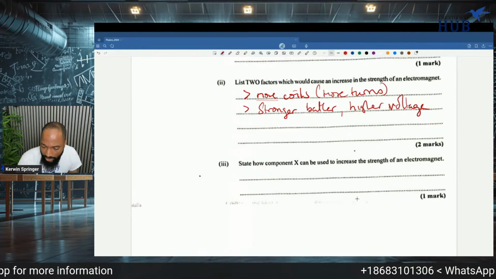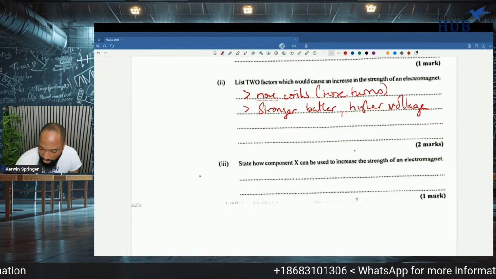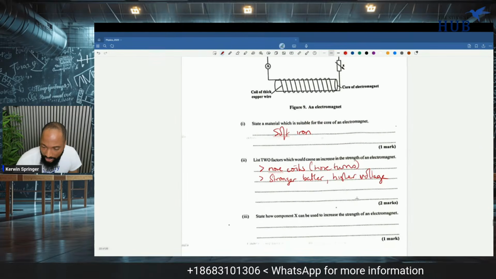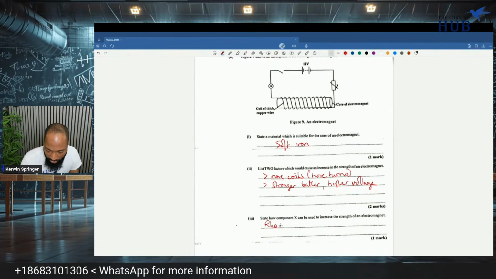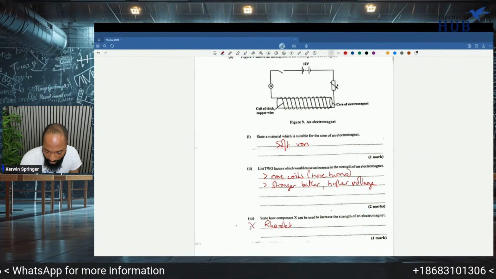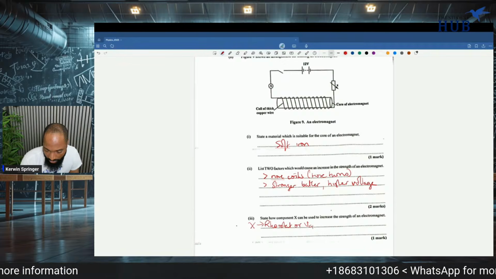You're in CXC now. State how component X can be used to increase the strength of the electromagnet. So by reducing the resistance. That's called a rheostat. Or another name for X is what? Or variable resistor.